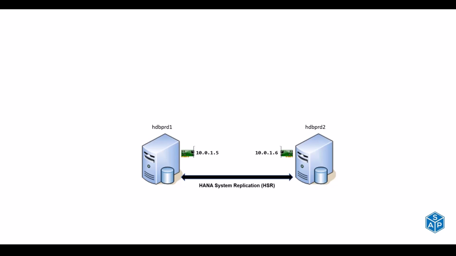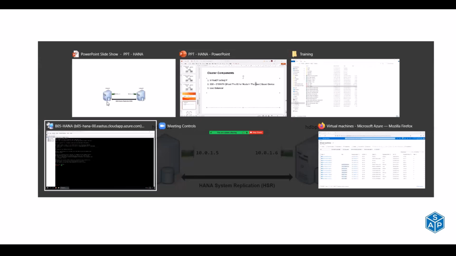This diagram up till now, is it clear to all of you? Okay. So this is the example of our yesterday's setup. Two nodes, HDB PRD1, HDB PRD2, and we have configured HANA system replication on both of these nodes.